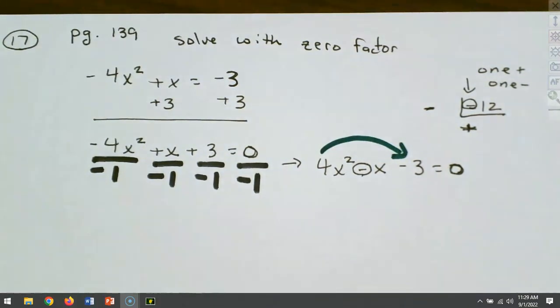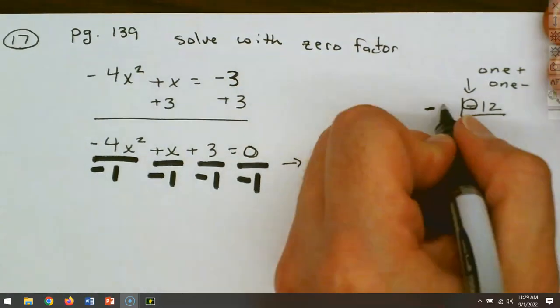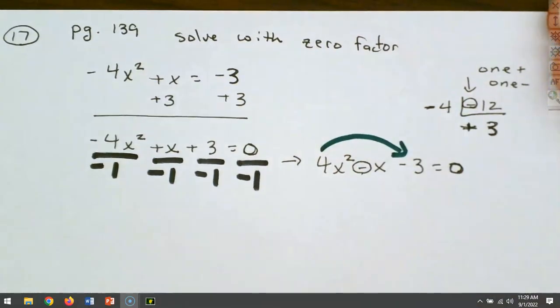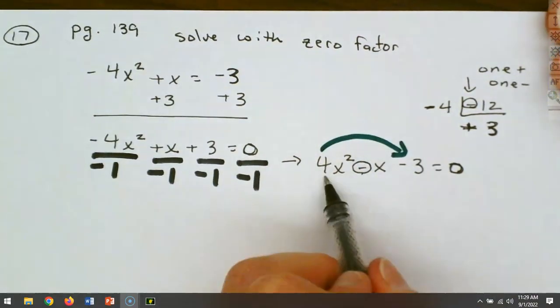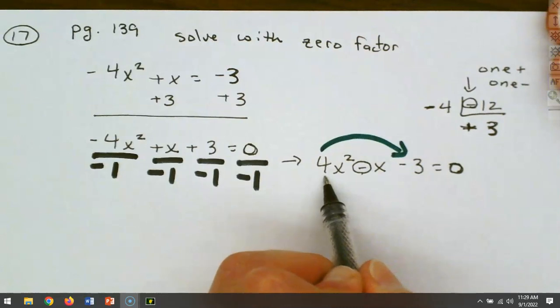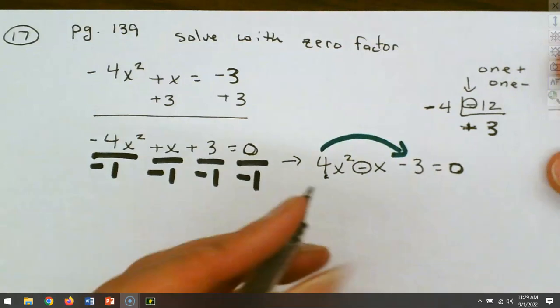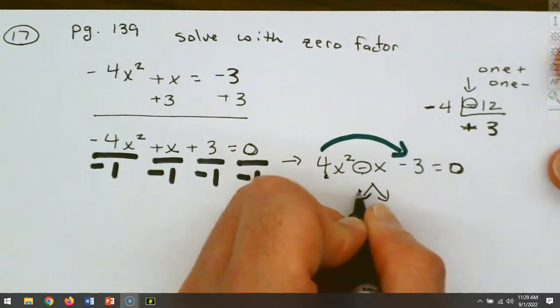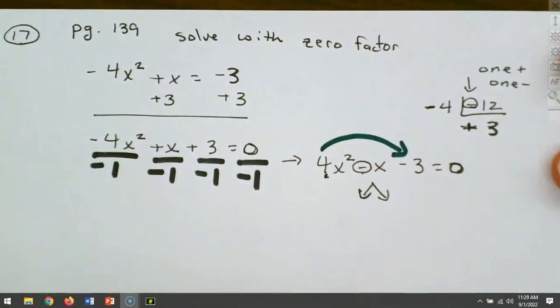What two numbers? 4 and what? 4 and 3, right? And we need a -4, +3. Can we jump to our factors? No. Why not? Because of the 4 here. If it's anything besides a 1 out in front, you've got to factor. So if you have any number besides 1 in front, you've got to factor it by grouping. If there's just a 1 that you added in, you can jump to your factors. But any other number, do it by grouping.